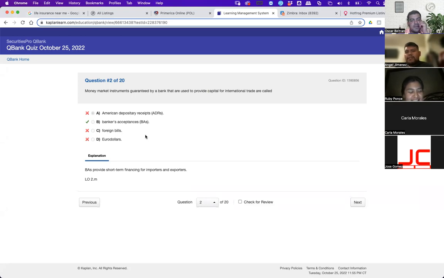American deposit receipts is completely different. Yeah, but it was saying that for international trade. Yeah, but wouldn't that be a bank? So you've got to look at banker's acceptance. American deposit receipts are used for individual investors.